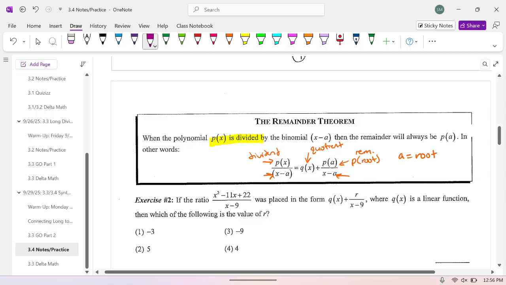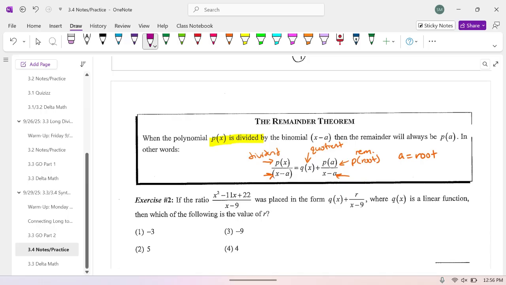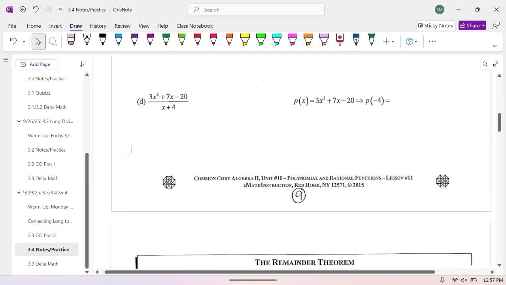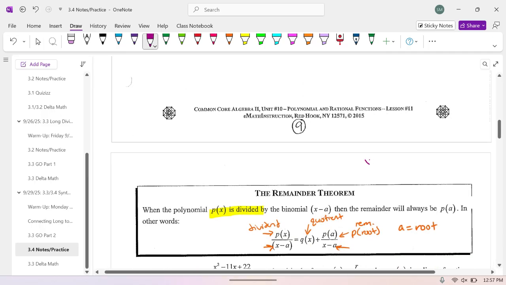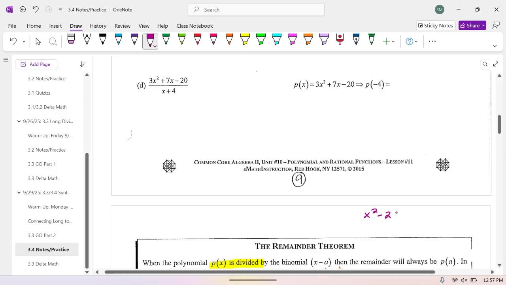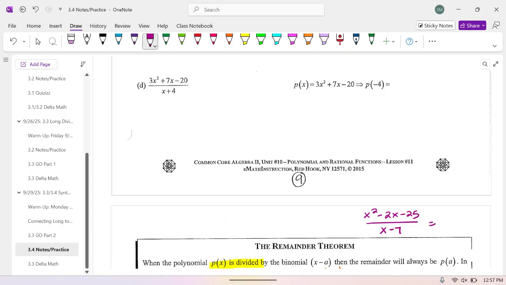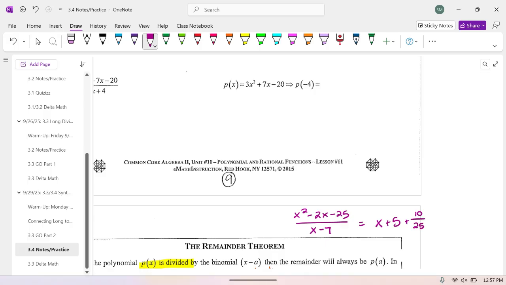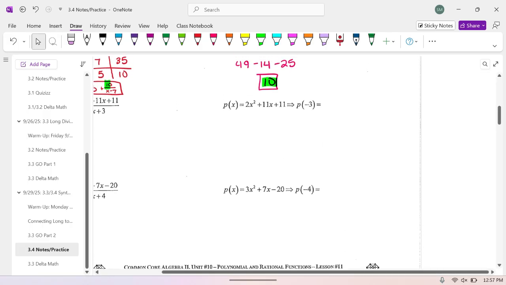So for example, let's say I broke down what we just did on the previous page. For letter B, I had x squared minus 2x minus 25, all over x minus 7. That'll be equal to x plus 5 plus 10 over x minus 7. Was it x minus 5? No, it was 5.